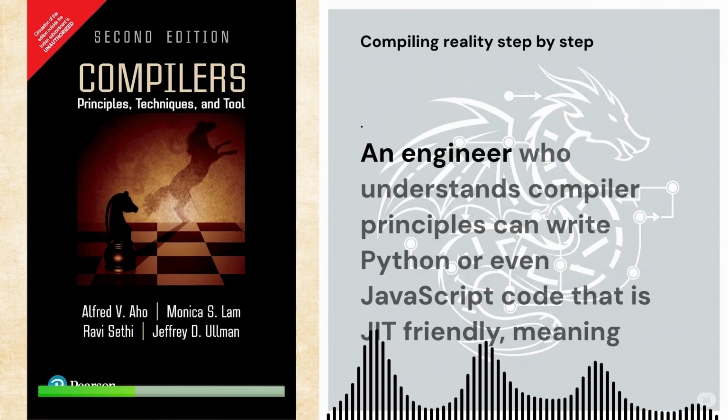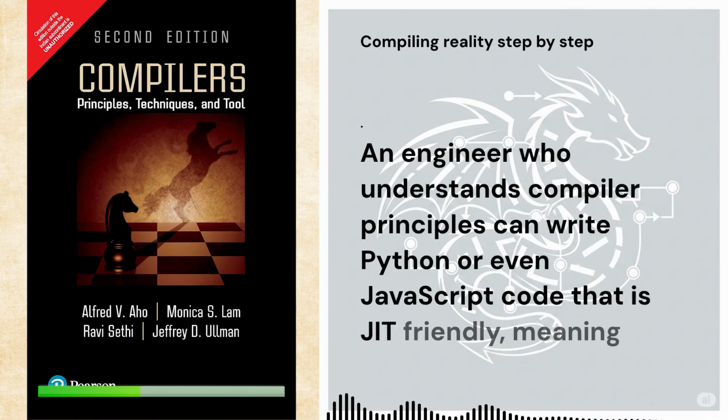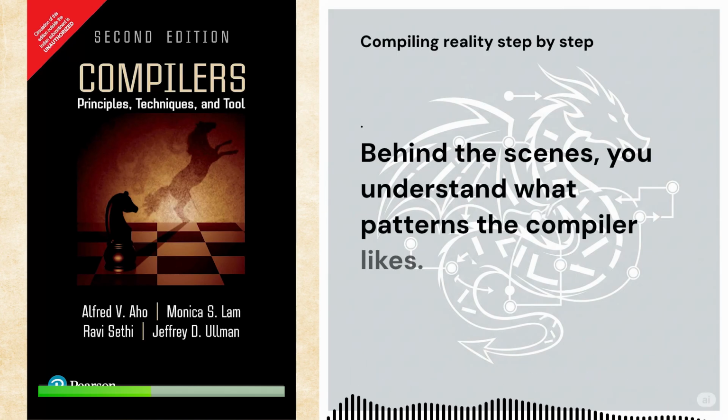Absolutely. An engineer who understands compiler principles can write Python or even JavaScript code that is JIT friendly, meaning it runs much faster because the just-in-time compiler can optimize it more effectively behind the scenes. You understand what patterns the compiler likes.